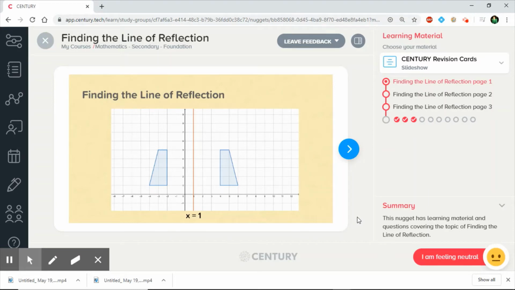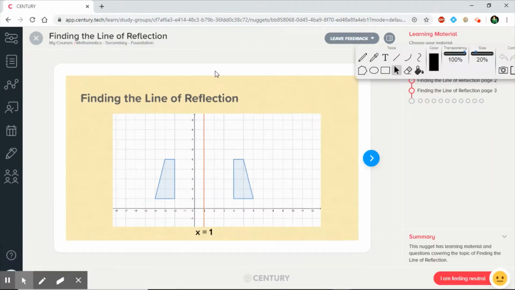Hi there, everybody. I had a couple of questions about this sent to me by email. So, finding the line of reflection. I'm just going to quickly go through how to solve these sorts of problems, just to give you a bit of a helping start there.